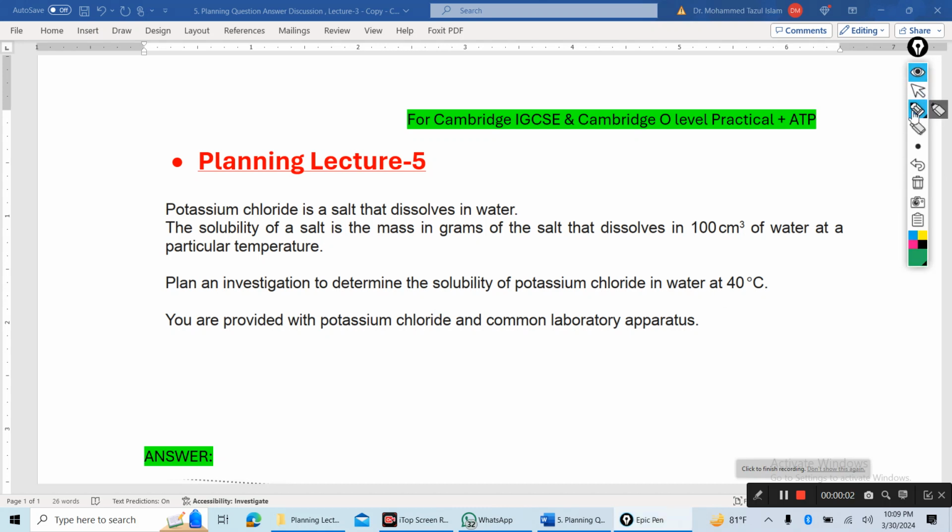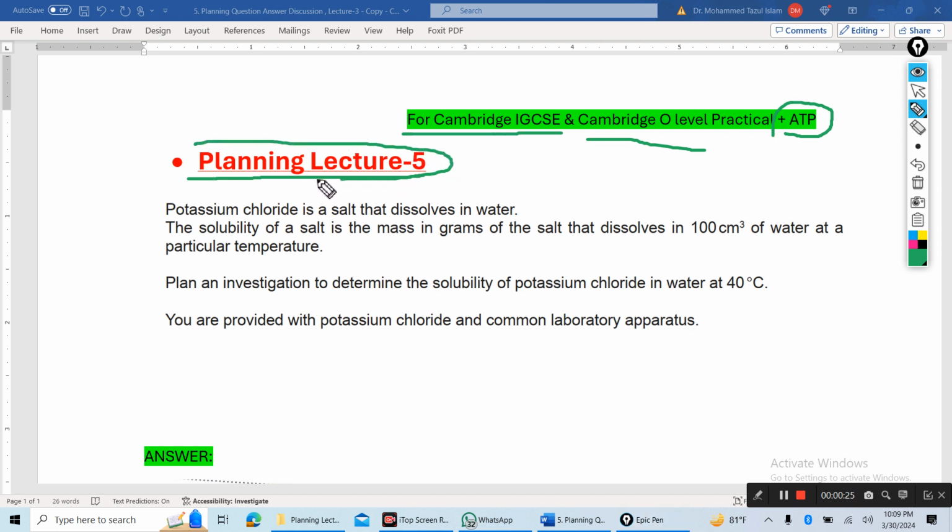Hello students, this is planning lecture 5. This is important for Cambridge IGCSE chemistry and Cambridge O-level chemistry practical exam paper and alternative to practical paper. This is planning lecture 5.